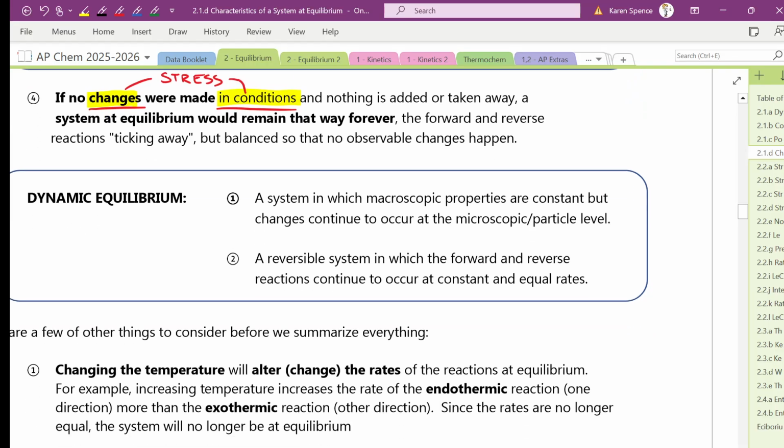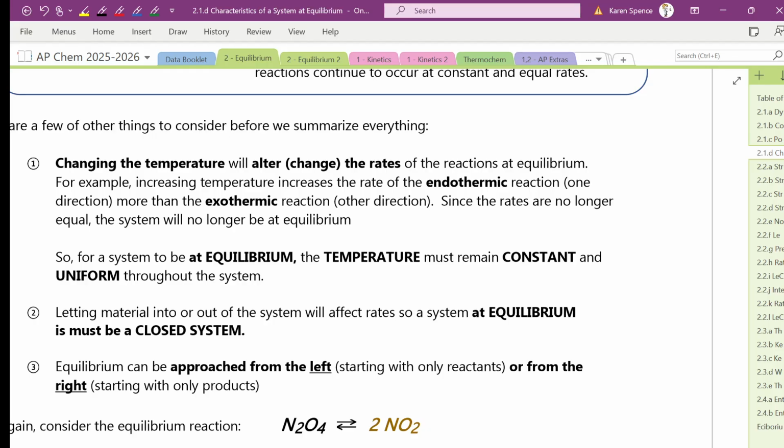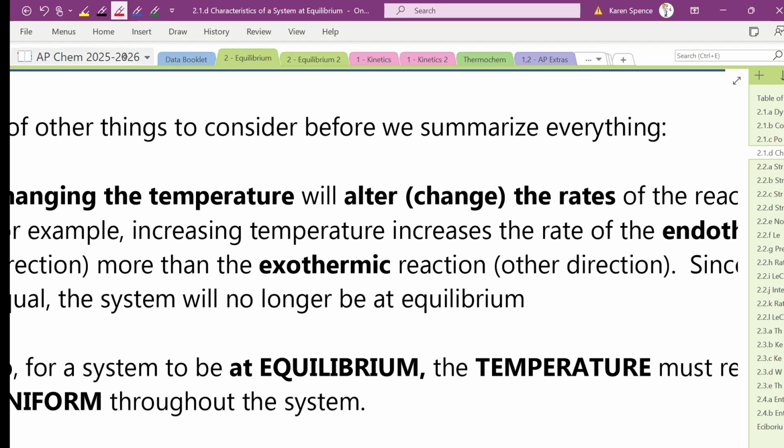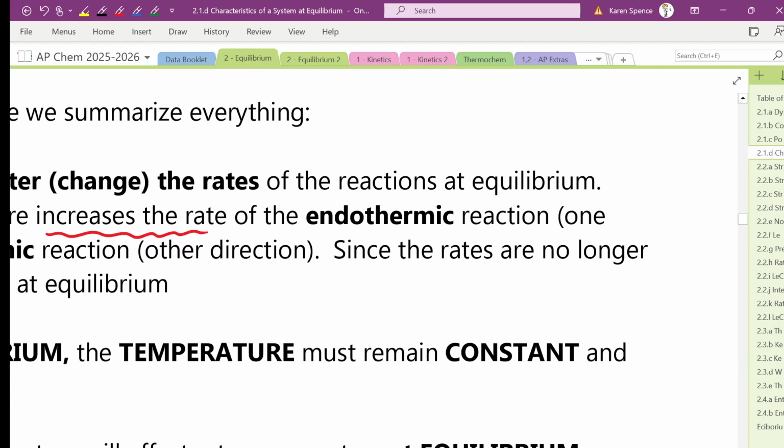All right, while we wait for that to boil, changing the temperature alters the rates. For example, increasing temperature increases the rate of the endothermic reaction more than the exothermic reaction. Well, it has to increase one of them more, otherwise it wouldn't shift. If it increased the rates by the same amount, there would be no shift. But why? We'll take a look at that later.